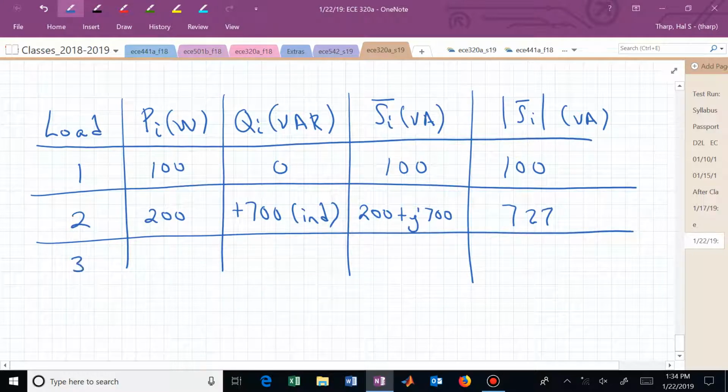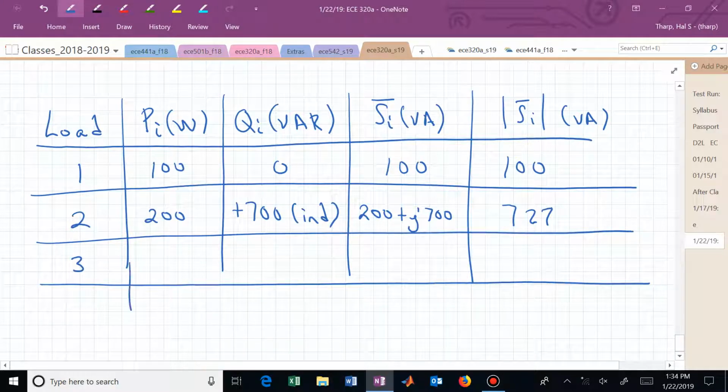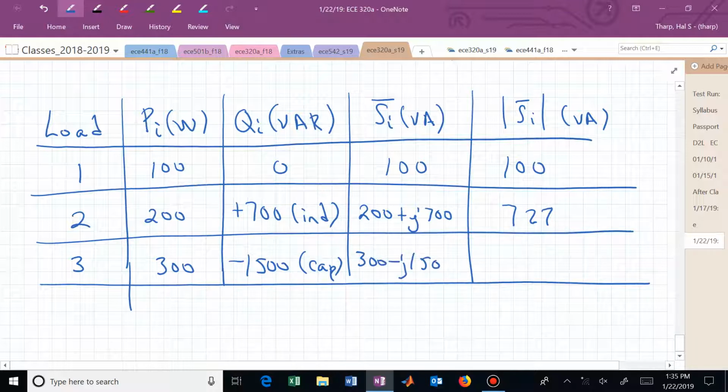Load number 3 was now 300 minus 1500. That was a capacitive load, or now we have 300 minus j1500 for the complex power of load 3. Again, finding the magnitude of 300 minus j1500, or the hypotenuse of that right triangle, we now have its apparent power is 1530.